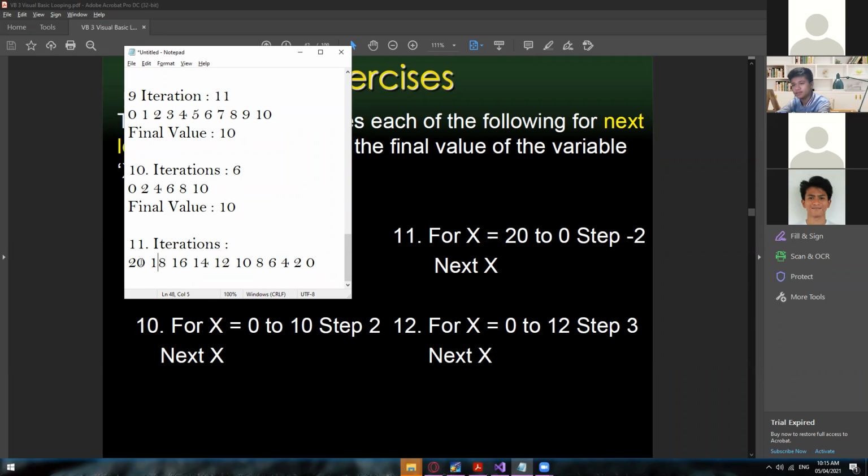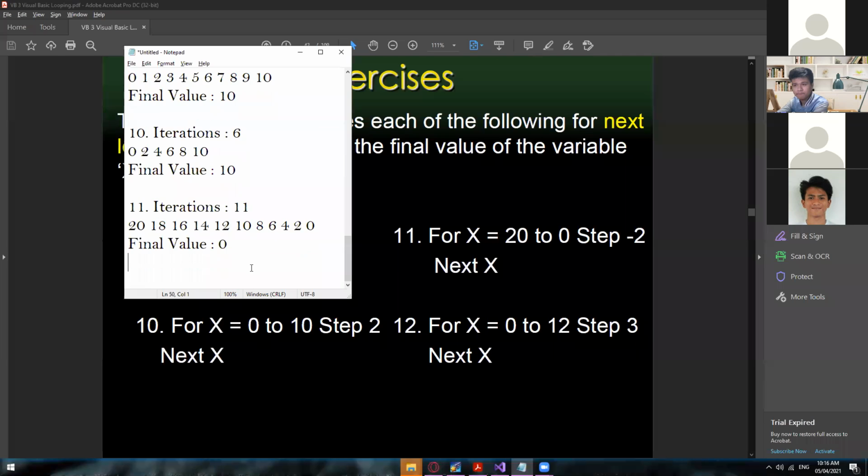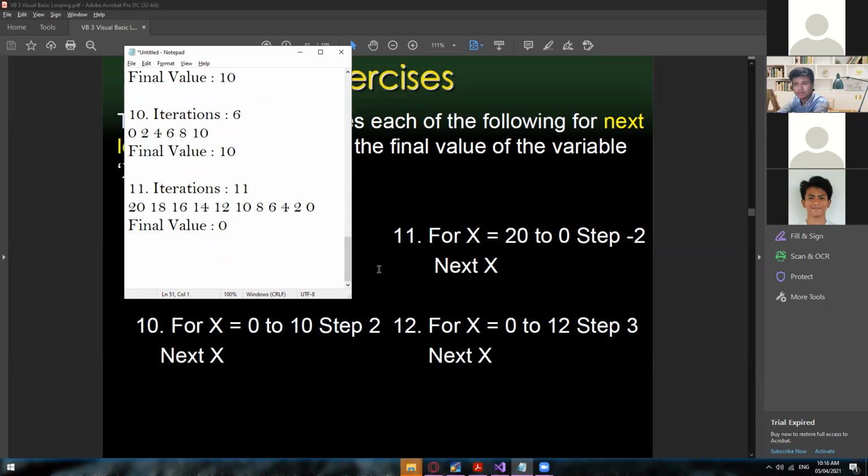Okay, so this count is 1, 2, 3, 4, 5, 6, 7, 8, 9, 10, 11. So this will iterate 11 times. And then the final value is 0, which is this one. Okay. So were you guys able to follow number 11? All right.